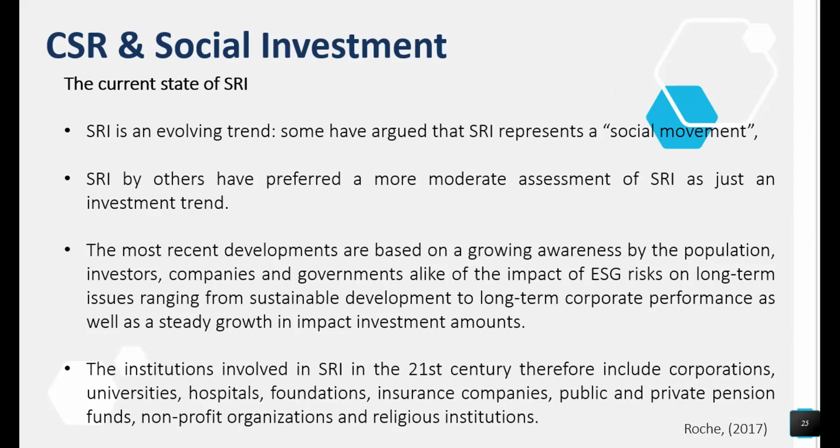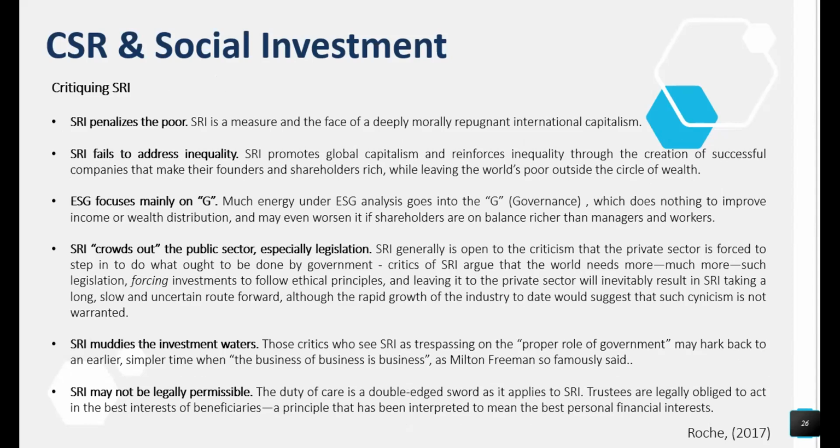Companies and governments are aware of how ESG can cause problems with sustainable development and corporate performance. Companies involved in SRI in the 21st century include corporations, universities, hospitals, foundations, insurance companies, pension funds, NGOs, and religious institutions. So SRI can penalize the poor because it actually benefits corporations, because it's used as a marketing technique by corporations. And these corporations are making things a lot more expensive for low-income people.